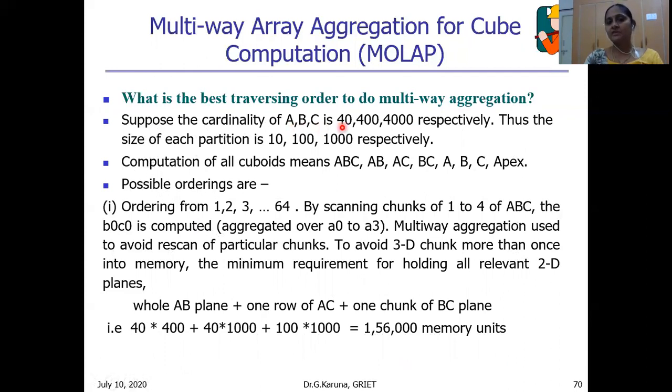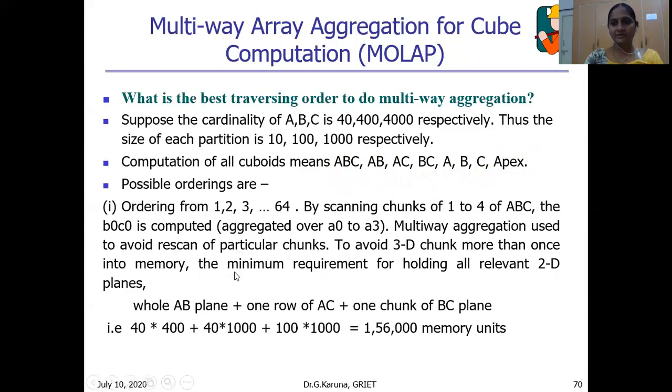Suppose the cardinalities of dimensions A, B, C are given, for our example, as 40, 400 and 4000 respectively. Then the size of each partition is 10, 100 and 1000 respectively. Now, what is the meaning of computing all the cuboids? In the given lattice of cuboids, we have to get the aggregation of the AB plane, AC plane, BC plane, the single 1D dimensions A, B, C, the apex, and also the three dimensions A, B, C together.